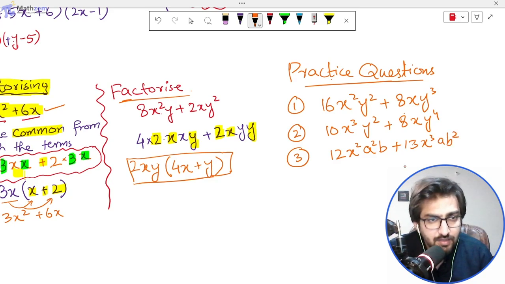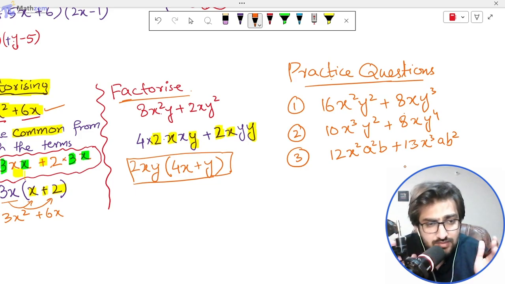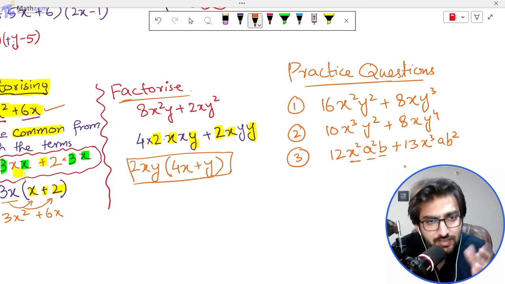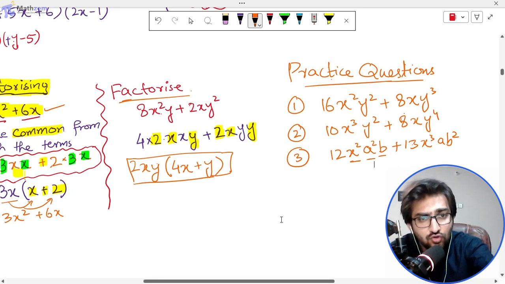This is a question. By the way, if you see 12 and 13, there is no common number. Like you cannot split 13, right? You can split 12 like 6 times 2, and you cannot split 13 because that is an odd number. So it means there is no common thing of number. So keep the numbers the same as they are. Don't take a number as common, but you can take x common, x square common, you can take a common, you can take b common. Okay, so x square ab would be common, and keep 12 inside the bracket then, because there is no common in numbers.